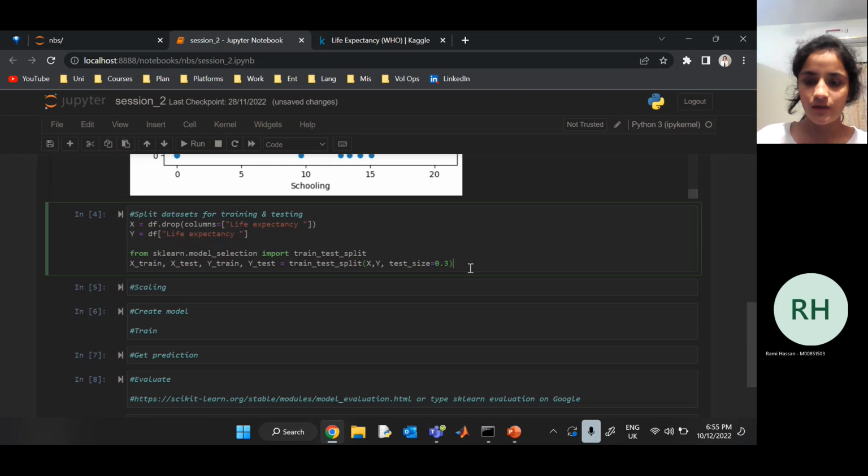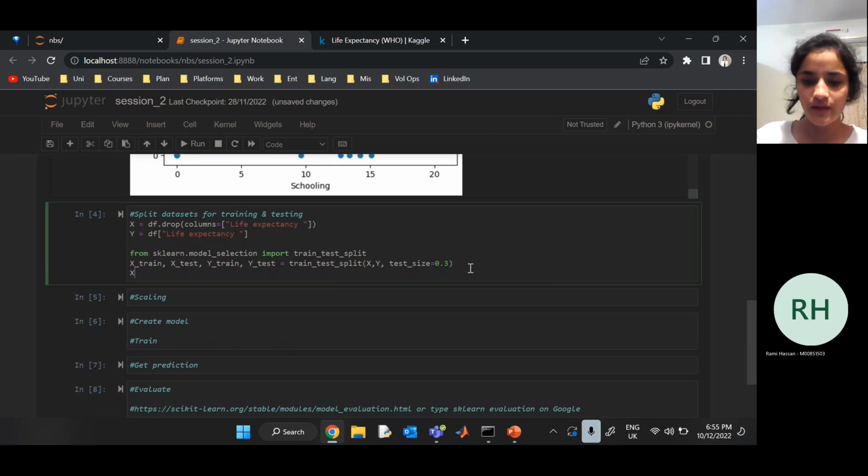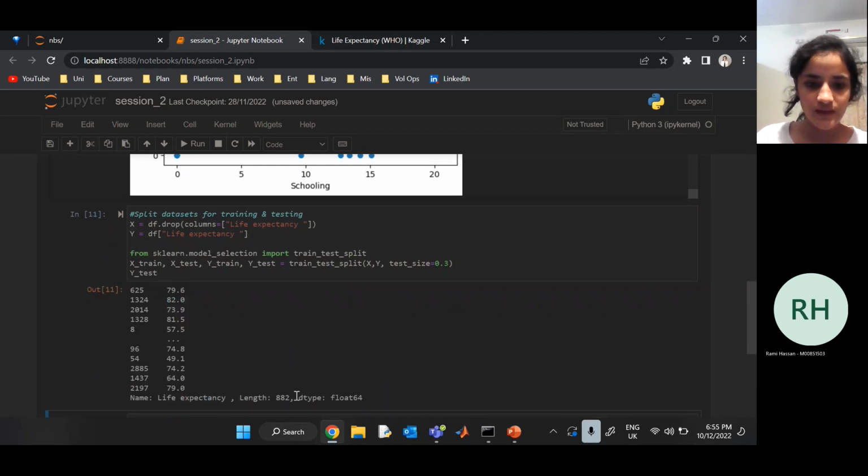Okay, so I'll just print Y test for you. As you can see, we had about 3,000 rows, and now after this division, Y test has only 882 rows. So the majority has gone in Y train, and it's all been split up. Okay, cool. So we did the split.